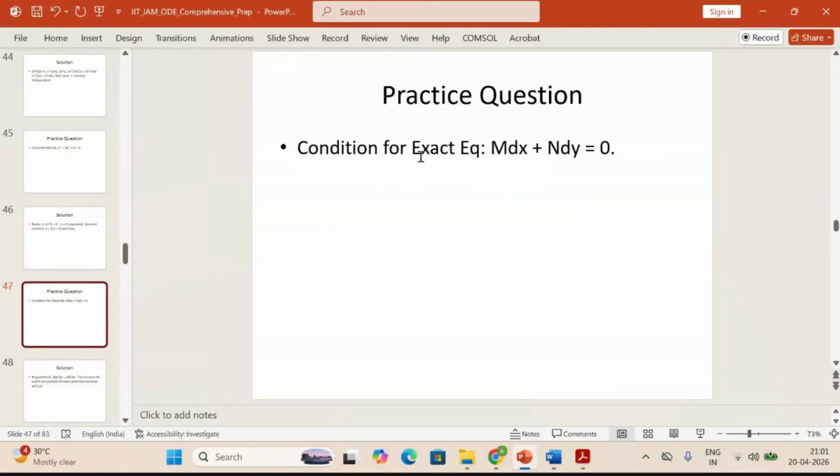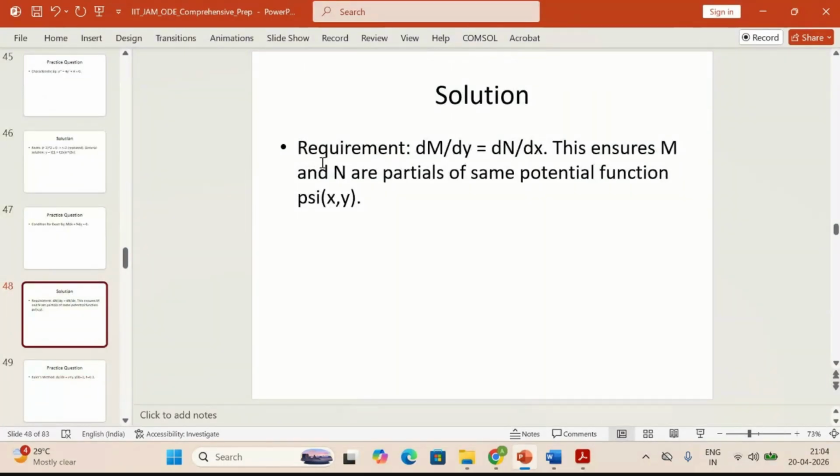Next question, what is the exact condition for the exact equation M dx plus N dy equals 0? So the requirement is dM/dy equals dN/dx. This ensures M and N are partials of the same potential function psi(x,y).